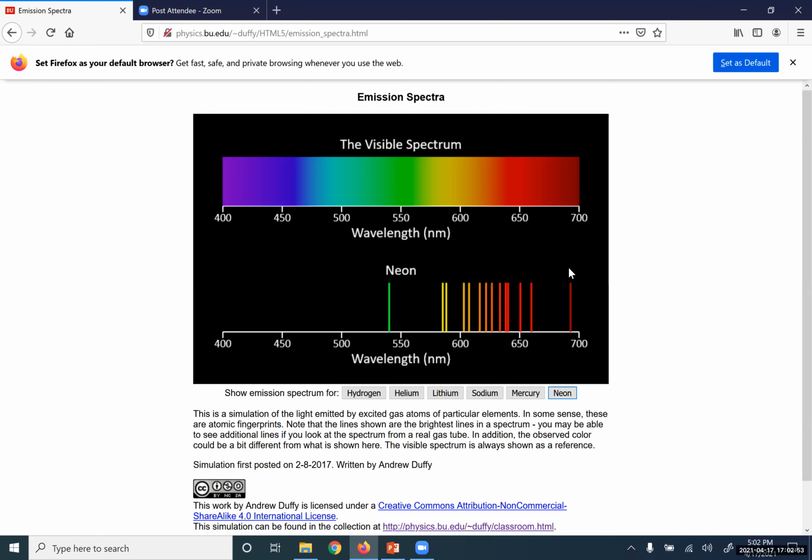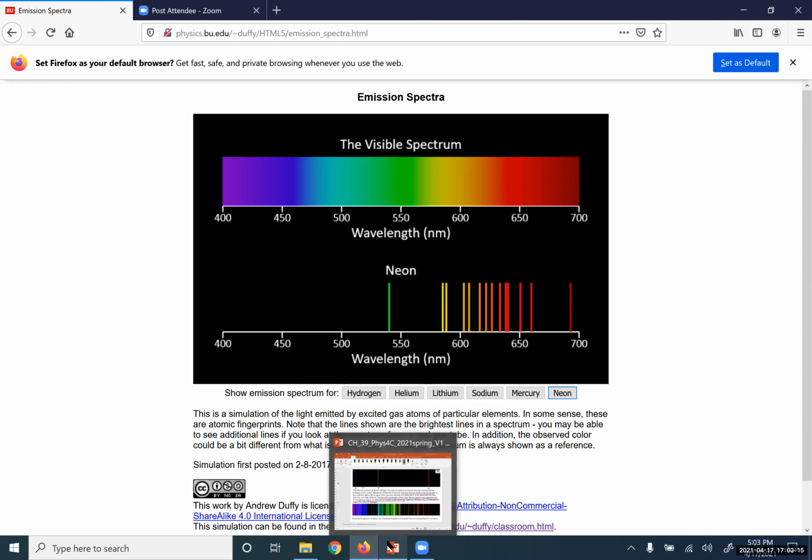So each element has its own emission spectrum, which means they cannot absorb all kinds of photons. Only a given photon can put them from a lower energy level to a high energy level, or from a high energy level to a low energy level. So this also explains Planck's hypothesis.